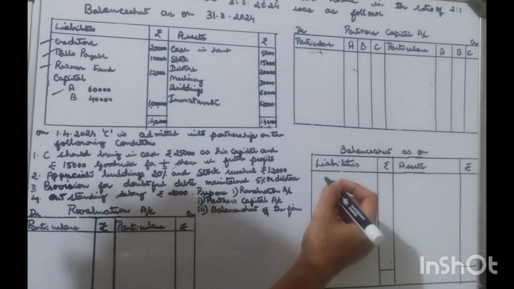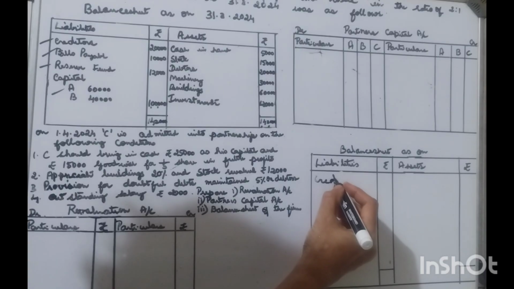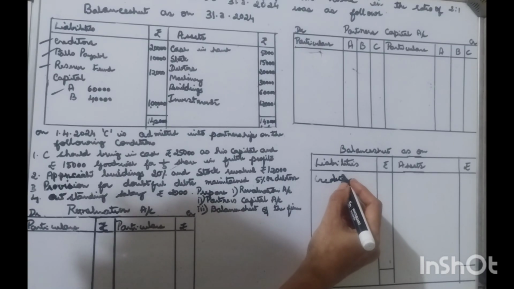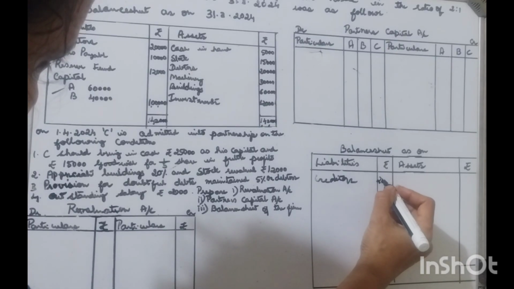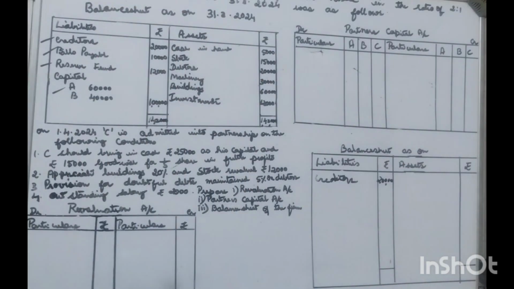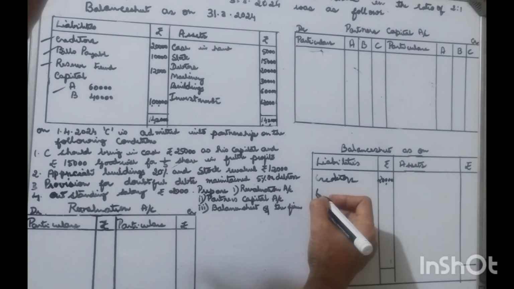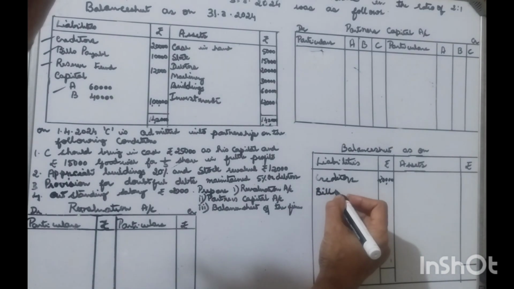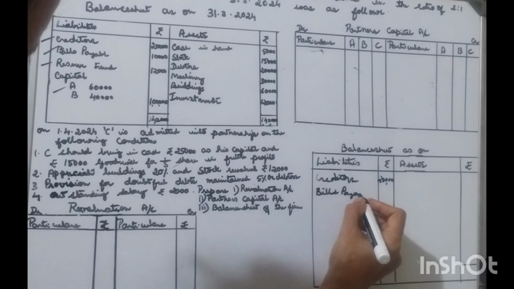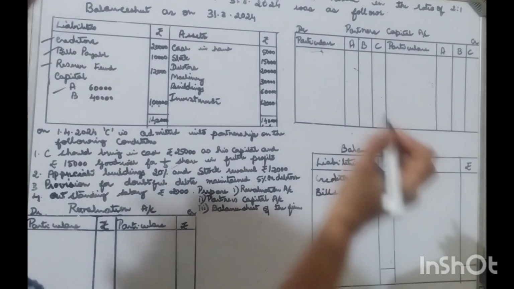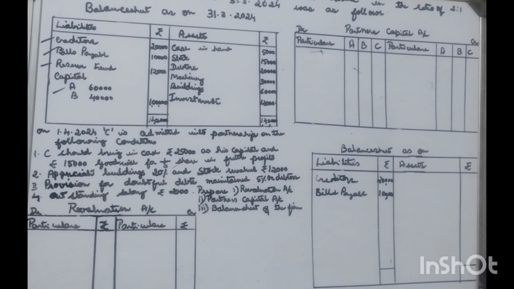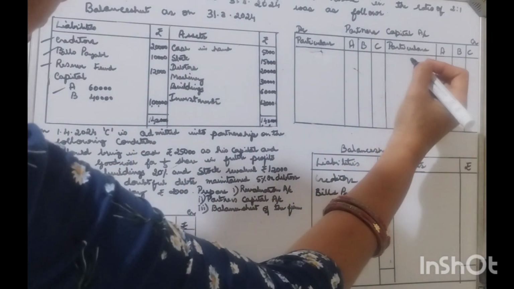Creditors appear under the liability side as 20,000. Bills payable is also a liability, so record that as 10,000. The reserve fund has to be distributed among all partners in their old ratio.